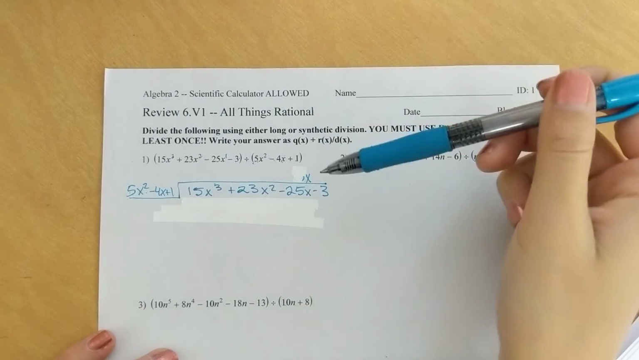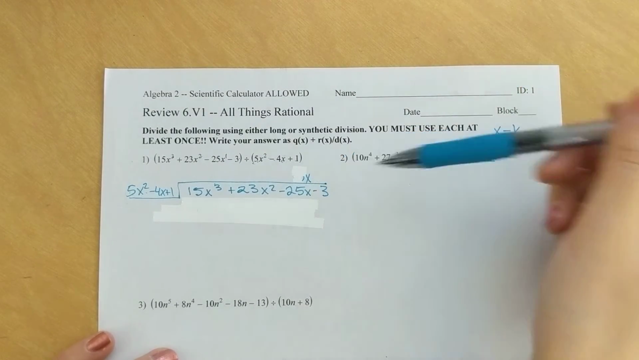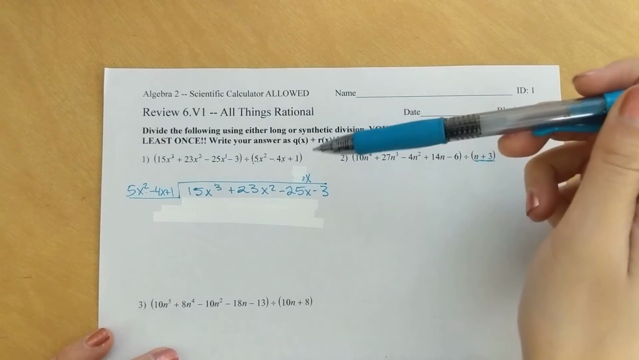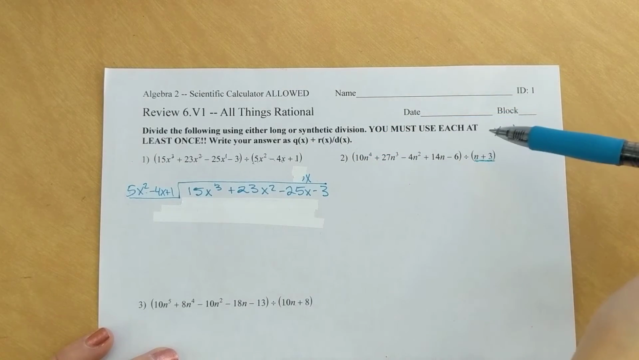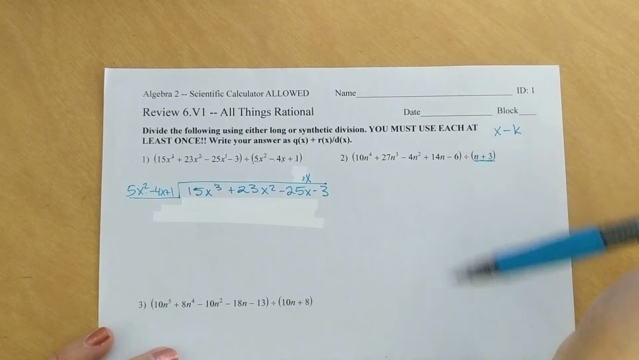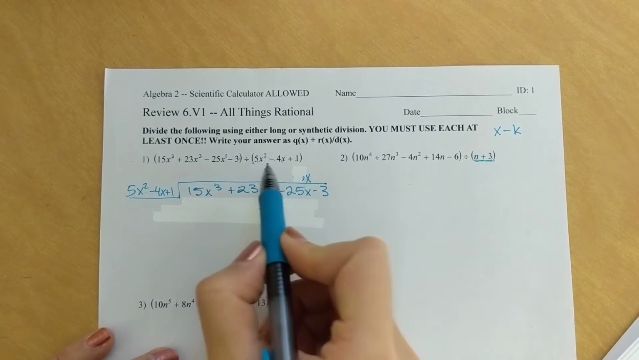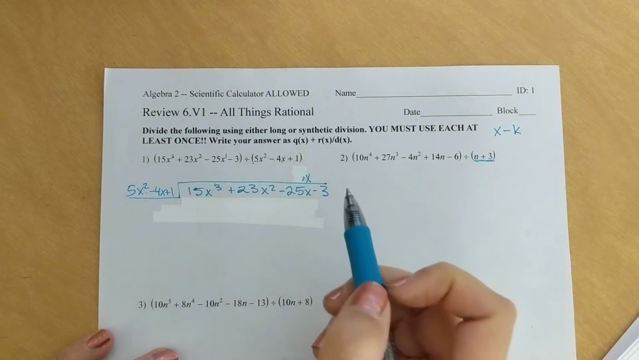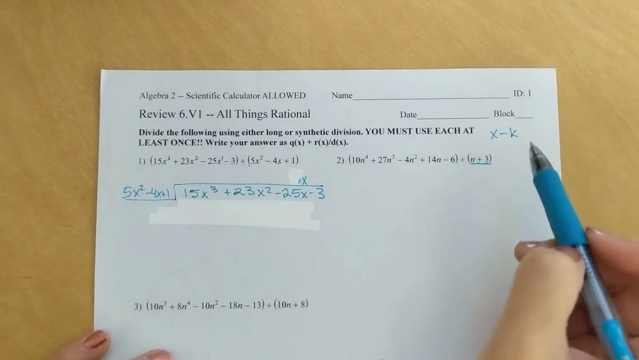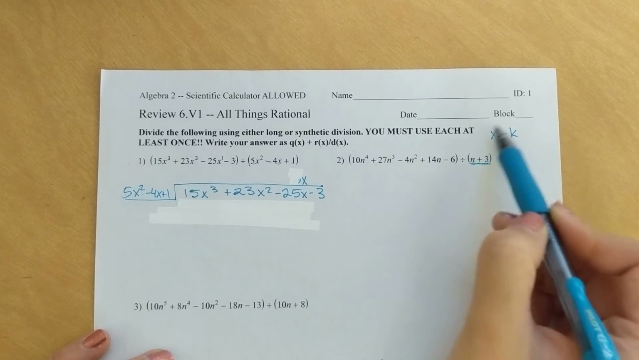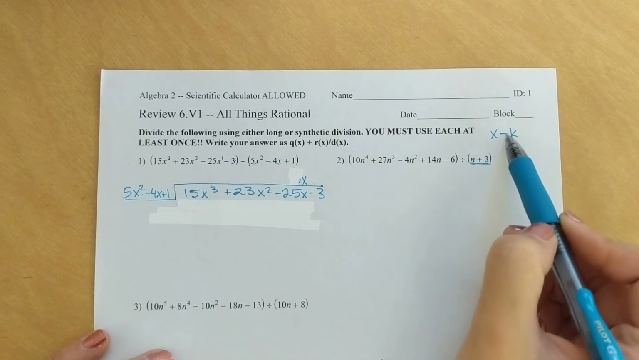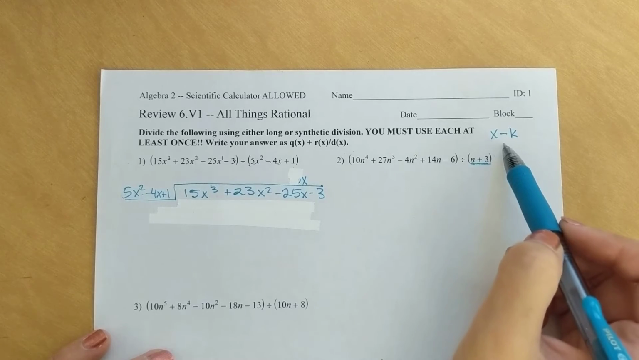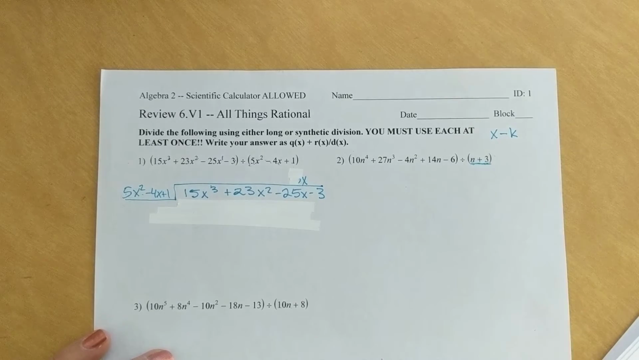All right, so I may or may not have made a mistake in my last video, so we're going to try again. Divide the following using either long or synthetic division. You must use each at least once. This right here, we're going to use long division for. The only thing we can use synthetic division for that you've learned so far is x minus k, if your divisor is in the form x minus k. So the only one that actually works for that is number 2.